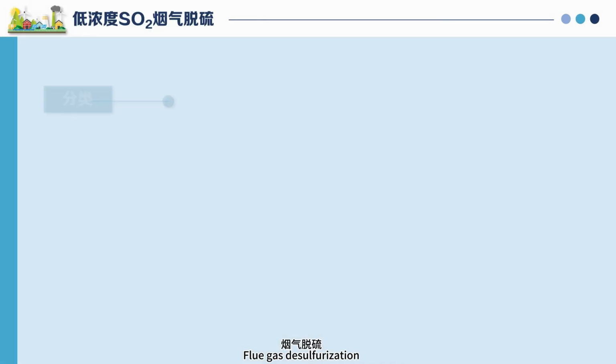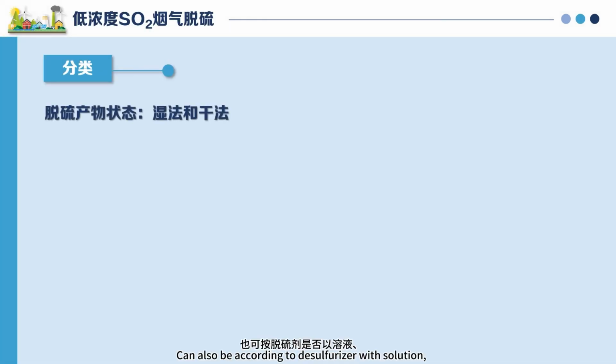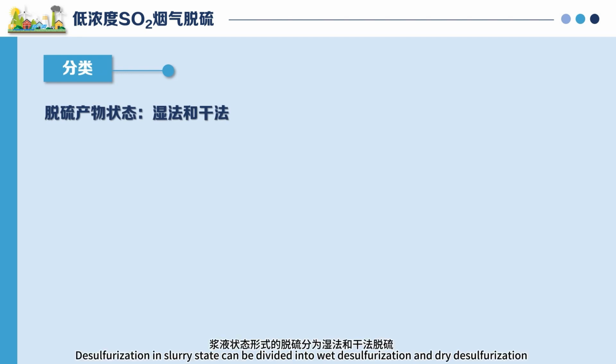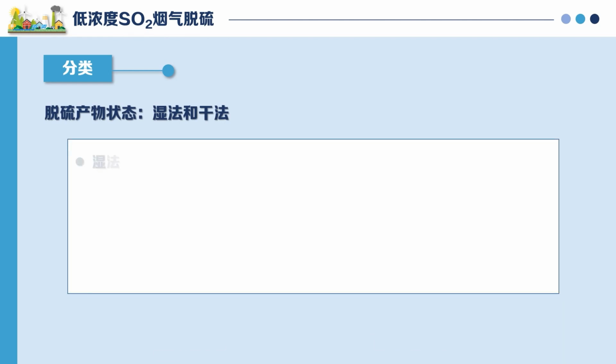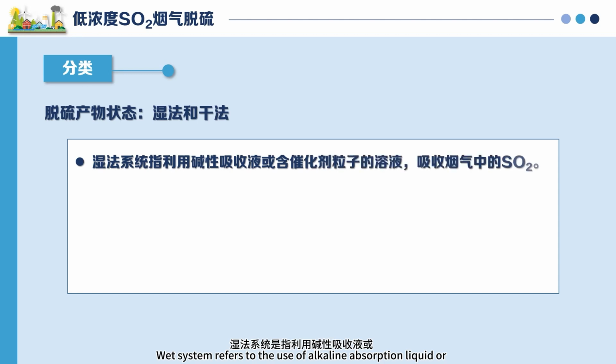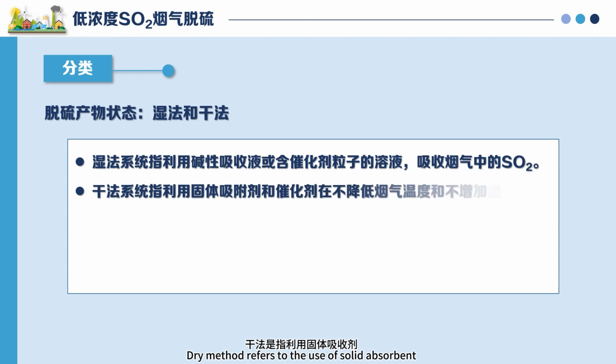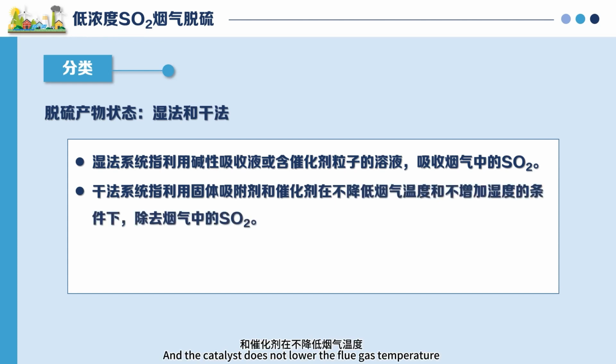Flue gas desulfurization can also be classified according to whether the desulfurizer is used in solution or slurry state, into wet desulfurization and dry desulfurization. The wet system refers to the use of alkaline absorption liquid or a solution containing catalyst particles to absorb sulfur dioxide from flue gas. The dry method refers to the use of solid absorbent and catalyst, which does not lower the flue gas temperature or increase humidity, to remove sulfur dioxide from flue gas.